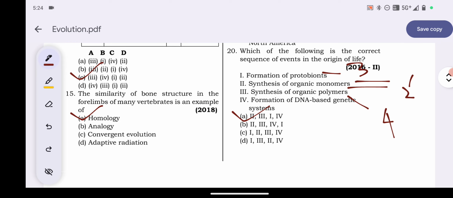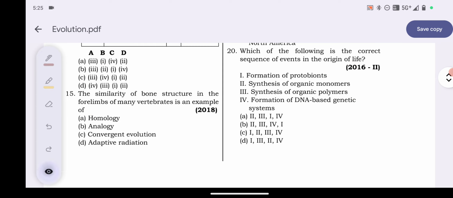Explanation. The following is the order in which life events occurred. Initially, organic monomers were synthesized, followed by the development of organic polymers. The organic chemicals were then clumped together and encased in a thin membrane. The protobionts were the name given to this formation. Following that, a much more complicated DNA-based genetic system emerged. So this is the proper sequence of events in the origin of life. Option A will be the answer.